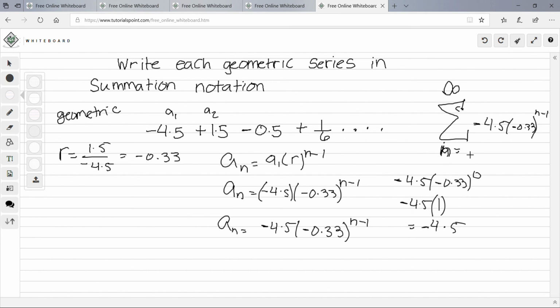So we know that n starts at 1. So our summation notation of a geometric series should look like this, where n equals 1 and the nth term is negative 4.5 times negative 0.33 raised to the n minus 1, and it goes to infinity because of this dot dot dot. So that's the end for this section.